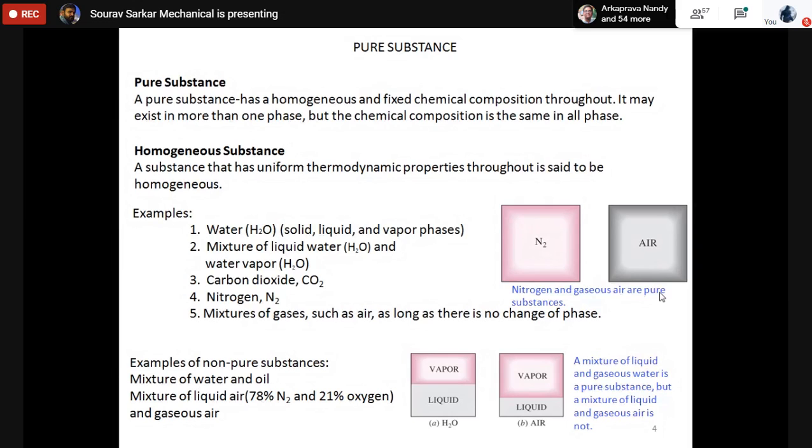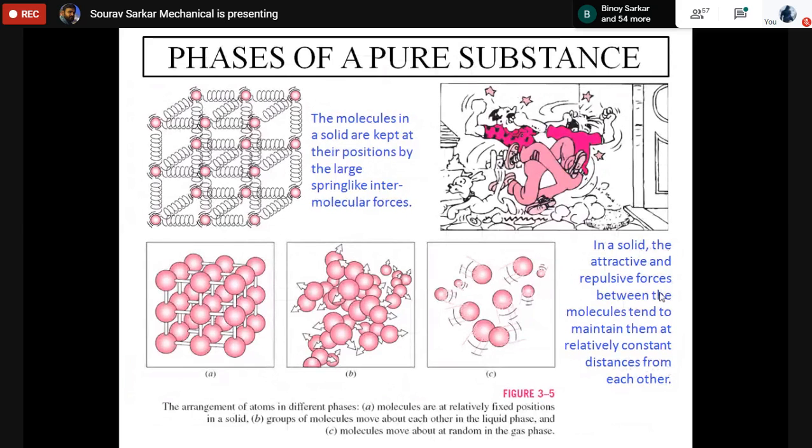The ice, liquid and the vapor, they come under the same pure substance, that is H2O or water. So this is the introduction of pure substance. Also the homogeneous substance. So basically now the other important word I have mentioned, maybe you have understood, is what is basically called a phase. So what is phase?